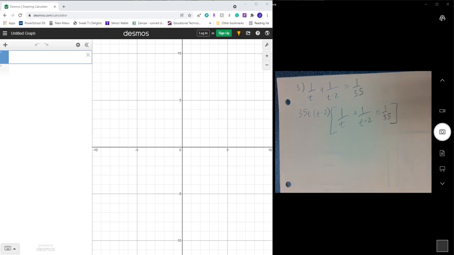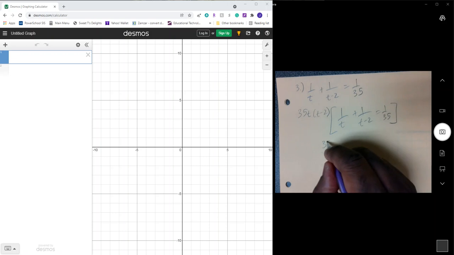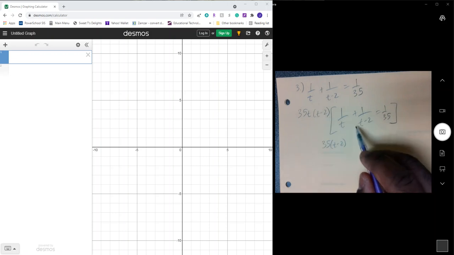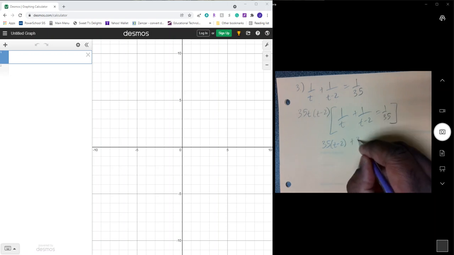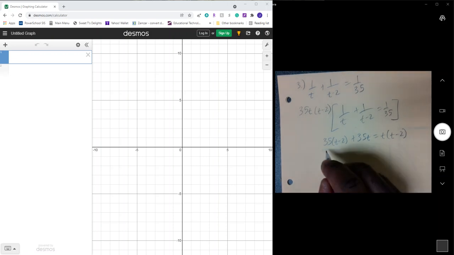That would be our least common denominator. So these t's will simplify out and be 35 times t minus 2. These t minus 2's will simplify out, and then it'd be plus 35t. These 35's will simplify out and leave you t times t minus 2. Okay, so now what you would do, you would multiply this out.